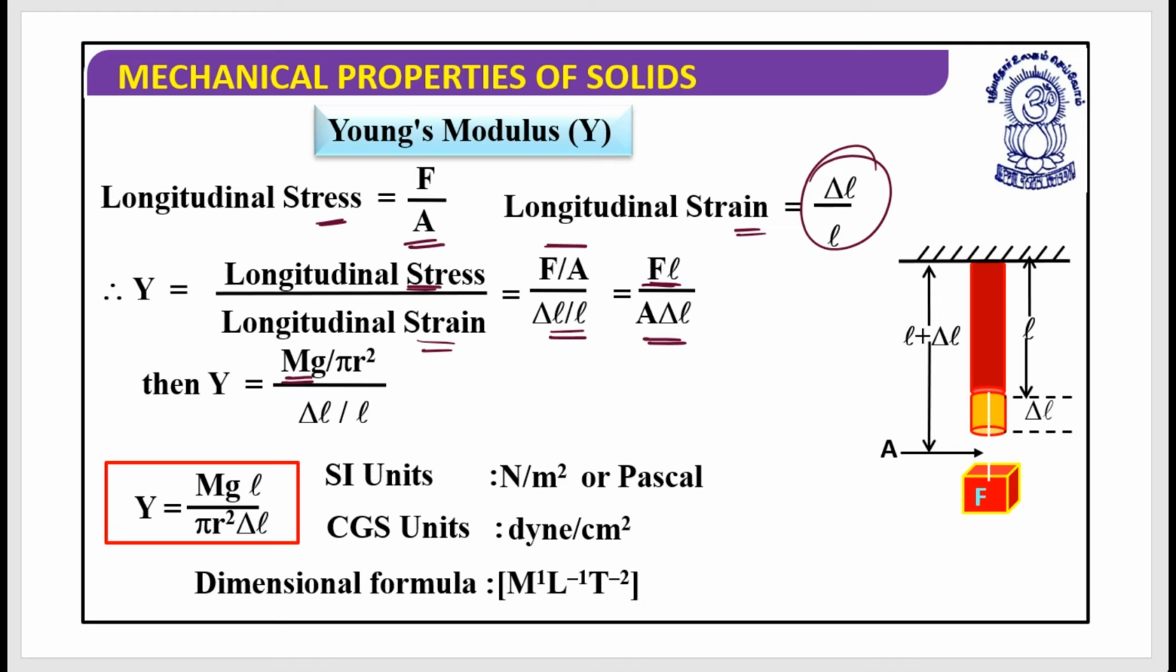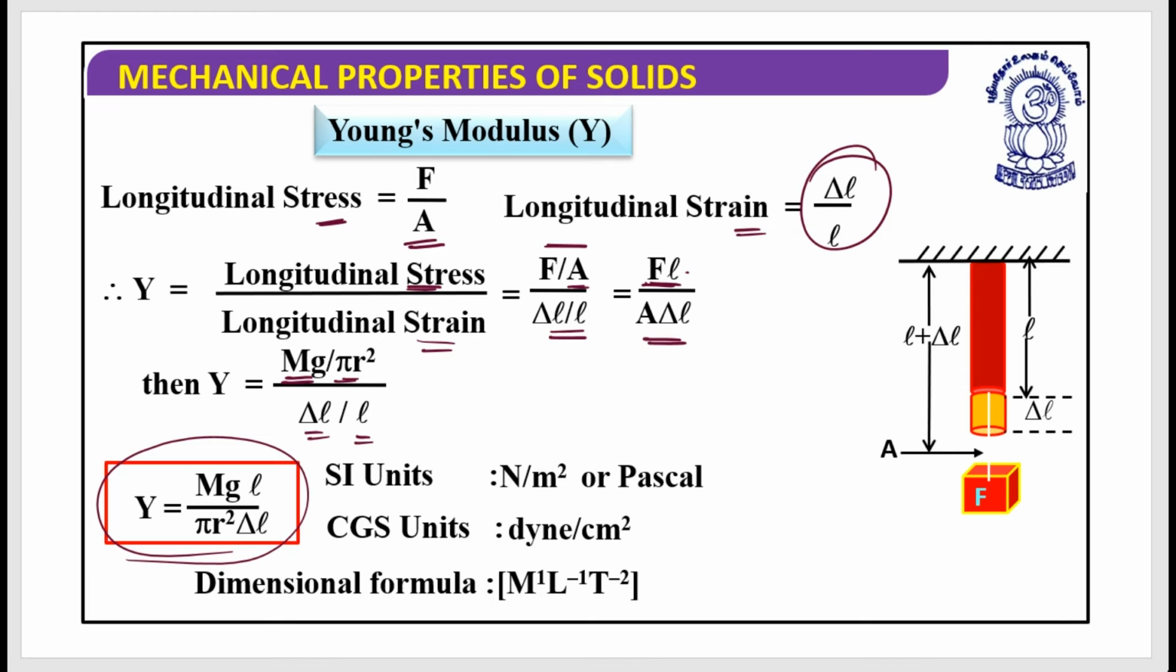If force is treated as mg, then this equals mg by area, which could be pi r square, divided by delta L into L. So in this situation, this could be written as mg into L divided by pi r square into delta L. I hope this is clear. Is it clear?